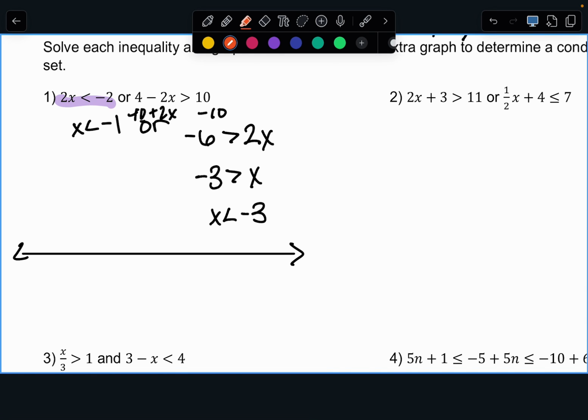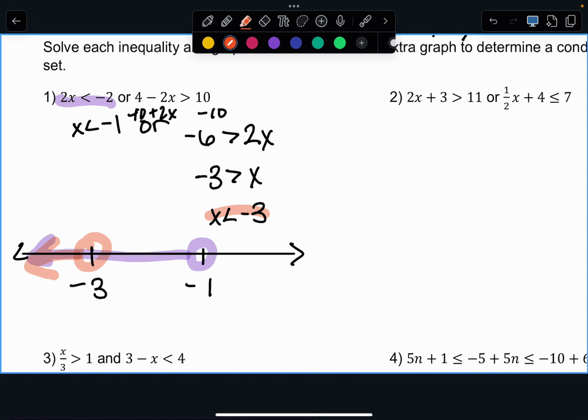Let me pick another color. There's my other color. So for -1, open or closed circle? Open. Left or right? Left. For -3, open or closed? Open. Left or right?